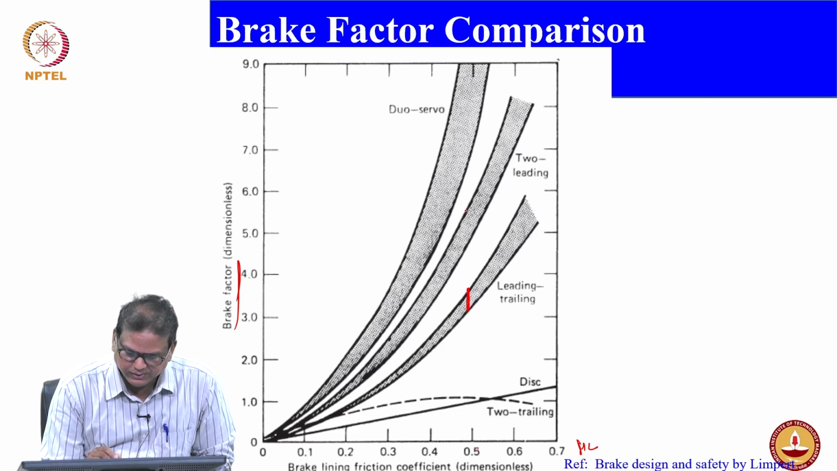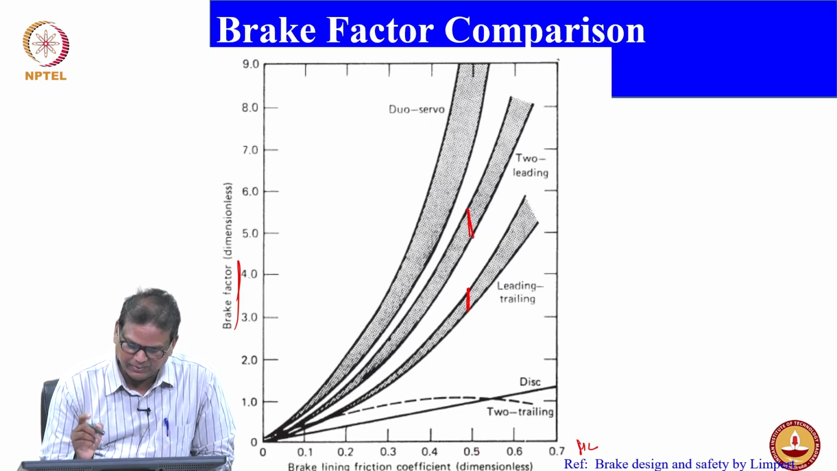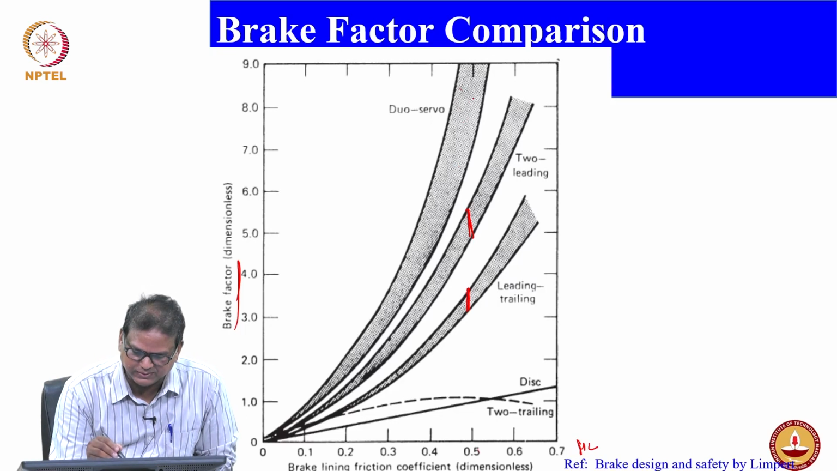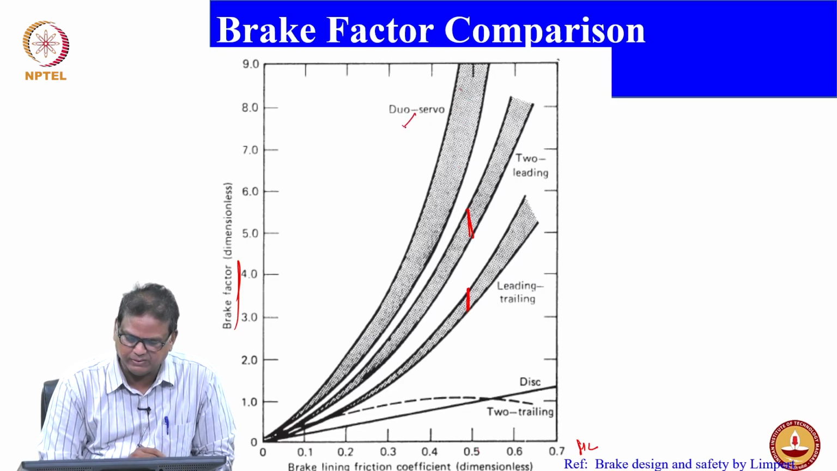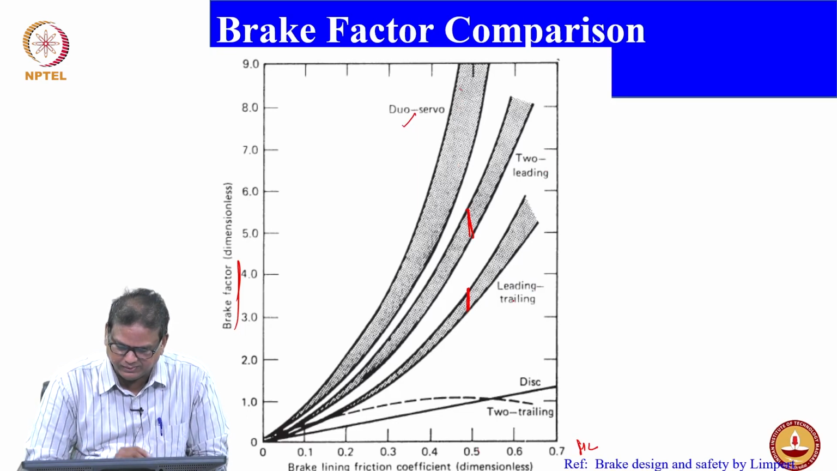you will expect a wide range. Then among these, the servo disc has a better brake factor. You can see that the servo disc has a better brake factor than leading and trailing, and two leading. So the arrangement is clearly given.